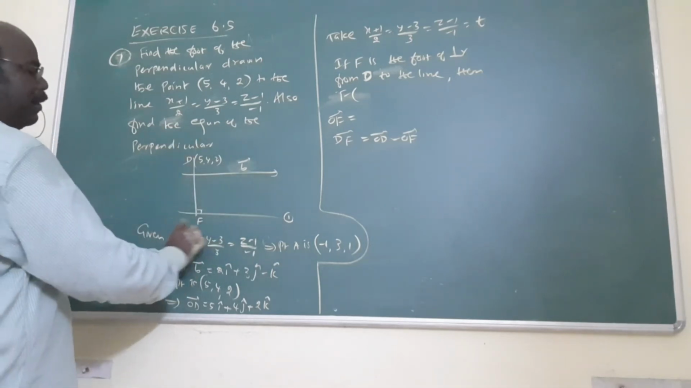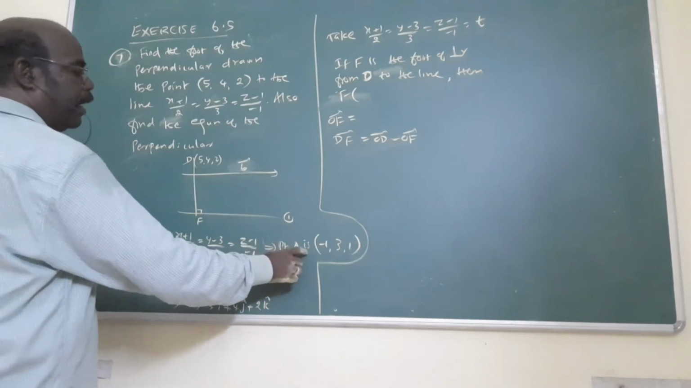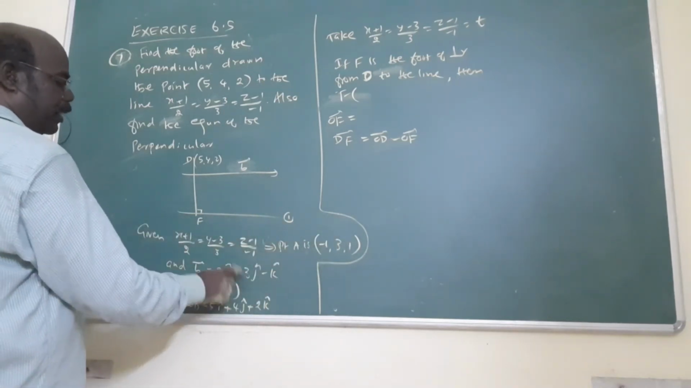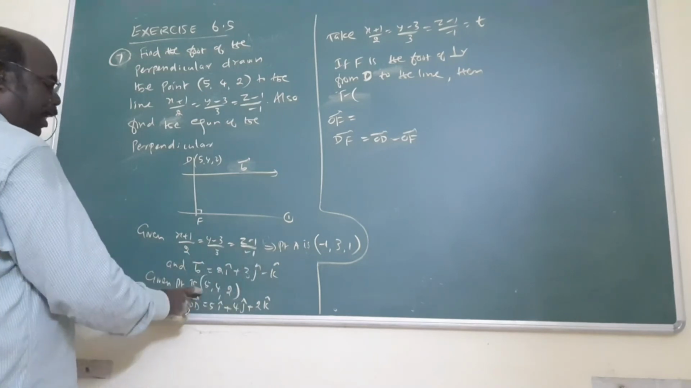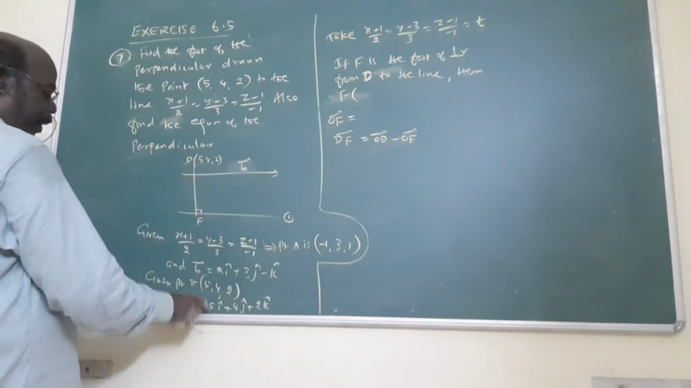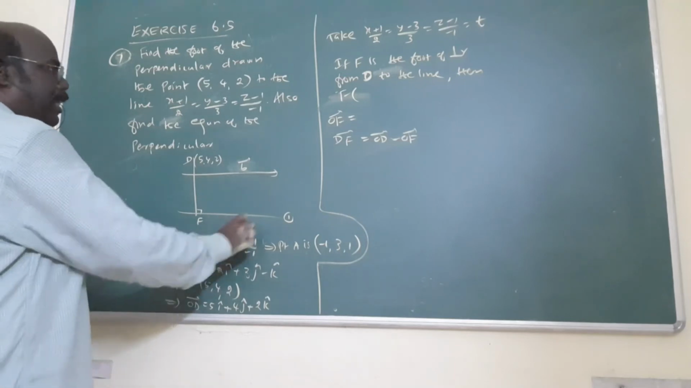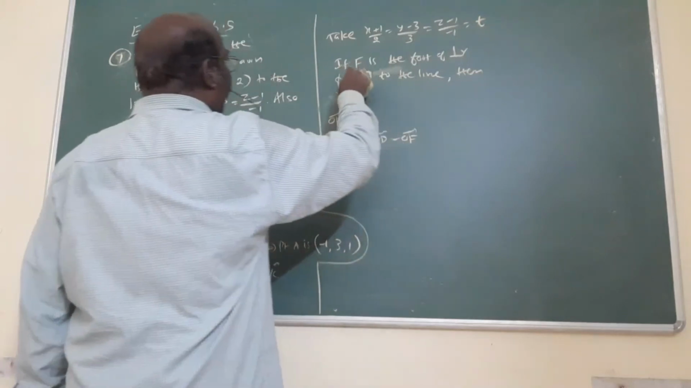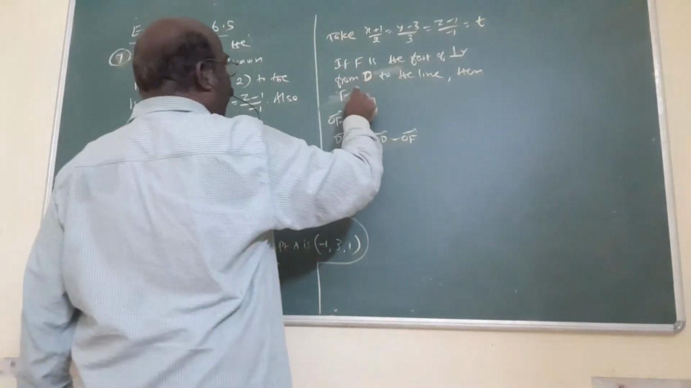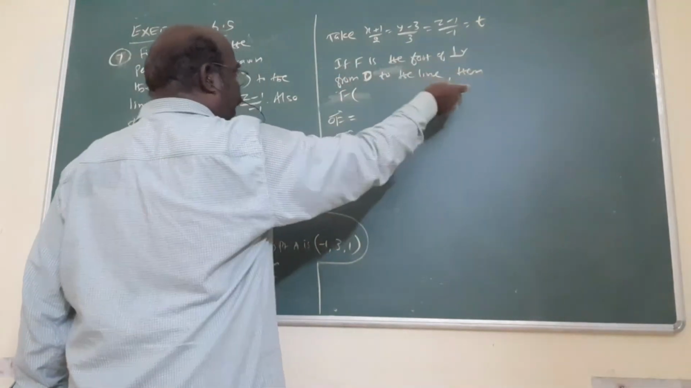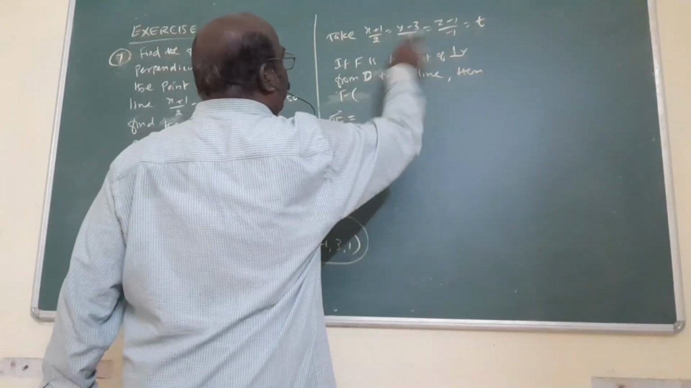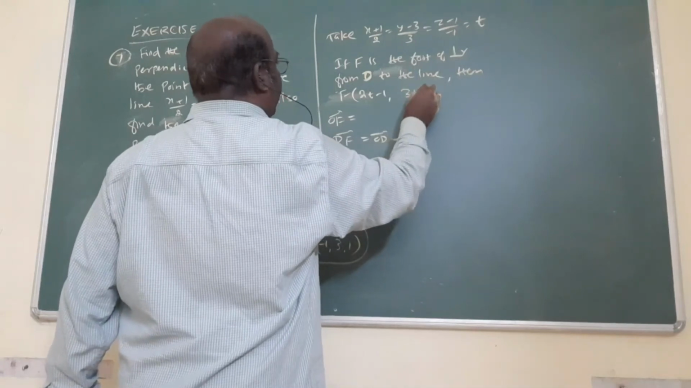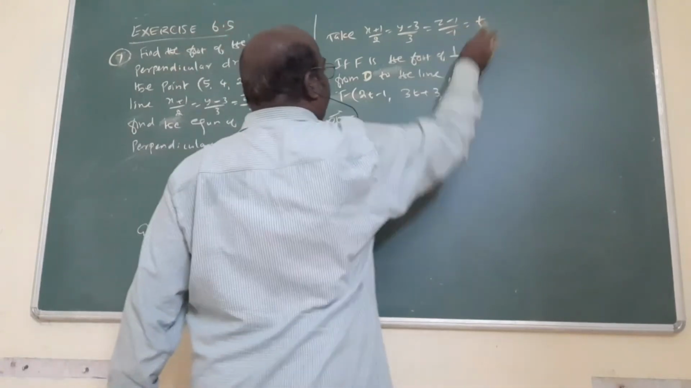Now, the given point A is (-1, 3, 4). B is the parallel vector, 2i cap plus 3j cap minus k cap. The given point is (5, 4, 2), let it be OD vector. Now this equation can be written by simply taking this T. F is the foot of the perpendicular from D to the line, no? Then the point is what? 2T minus 1, 3T plus 3, minus T plus 1. Am I correct?